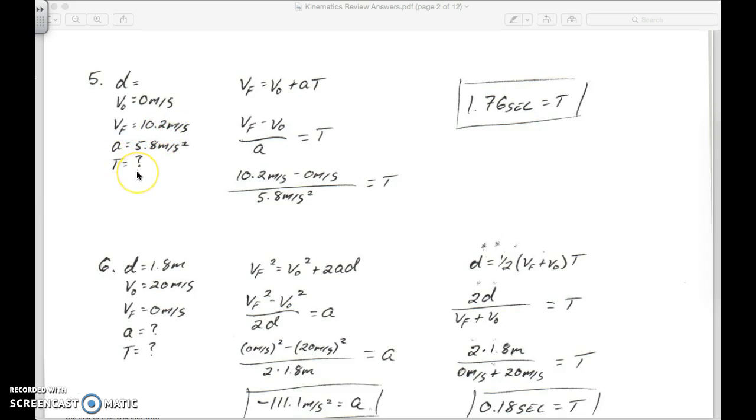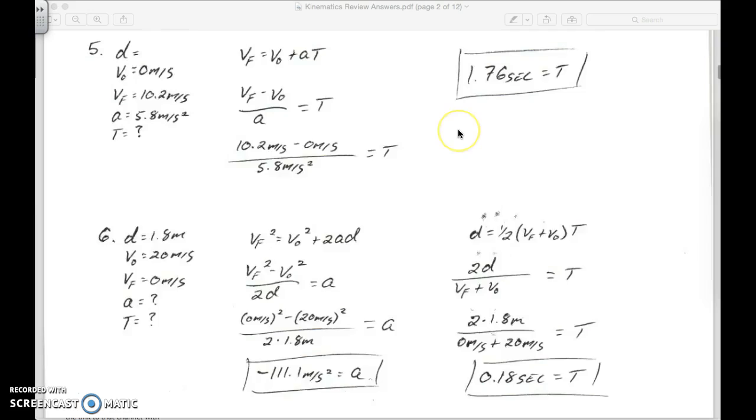So we're looking for a time. I want to pick the equation without d in it, so that'd be Vf equals V naught plus At, and I'm solving for time. So I'm going to move the V naught term over to the left by subtracting it, which is why I have Vf minus V naught, and then I divide my A away. That's why it's in the denominator, and I plug my numbers in. 10.2 meters per second minus 0, all over 5.8 meters per second squared, gives me a time of 1.76 seconds.